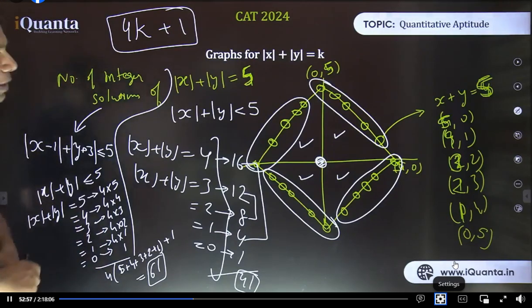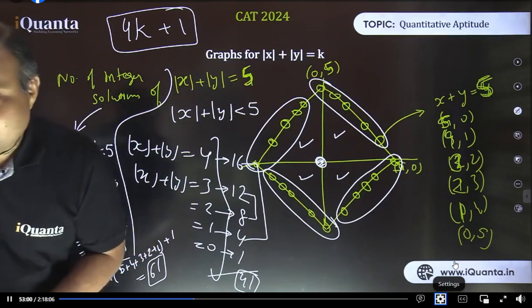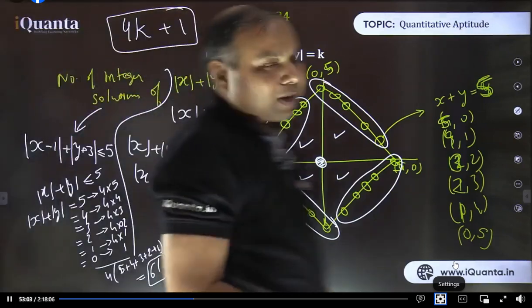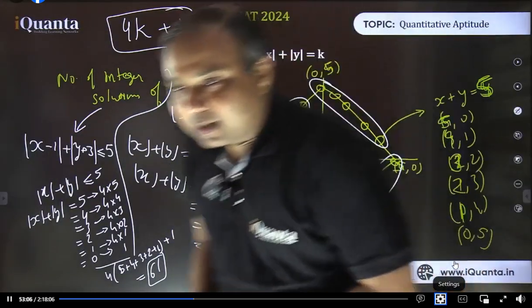Okay, I think we should move further now. There are so many things to do. This was just the first slide. Okay, I'm moving further now. There is one more variety of graph here which has appeared in CAT.